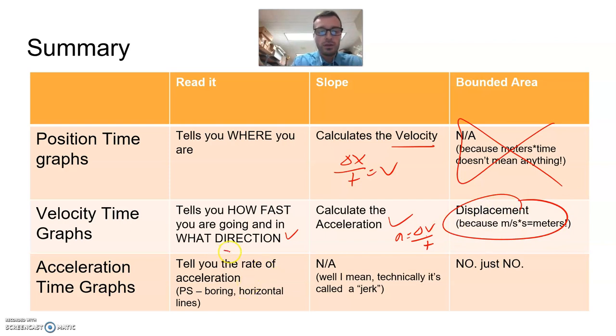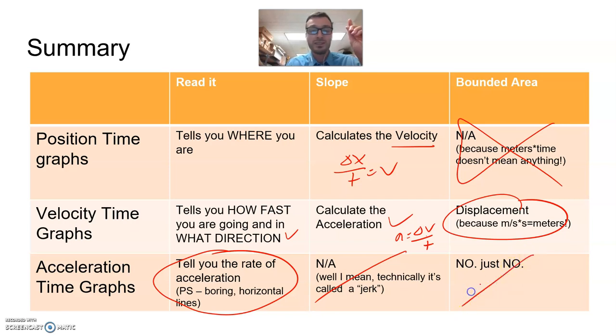The only thing we're going to do with acceleration time graphs is this, because the slope of an AT graph is a jerk and the bounded area is just, no, just don't do it. So have fun, y'all.